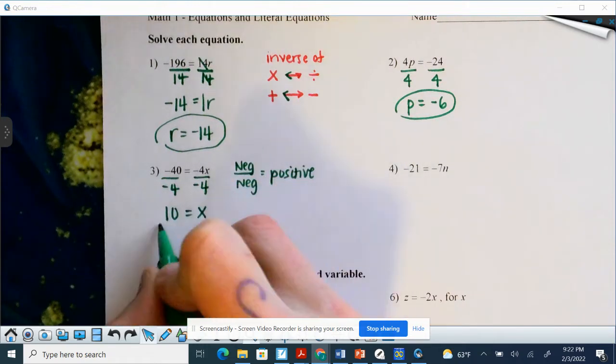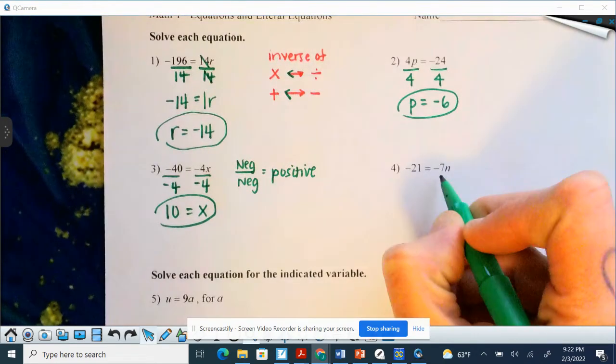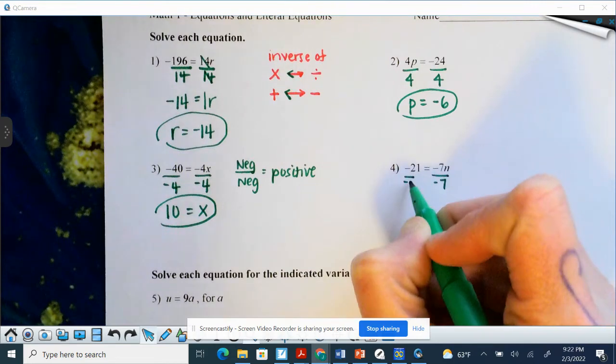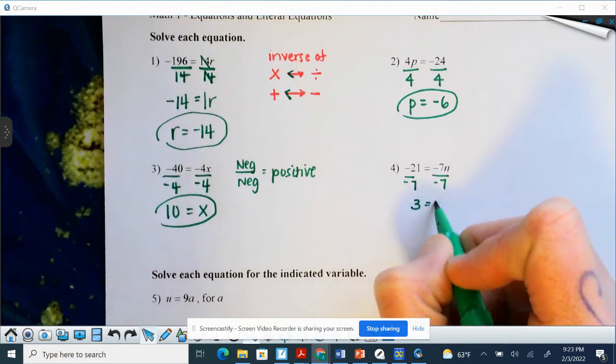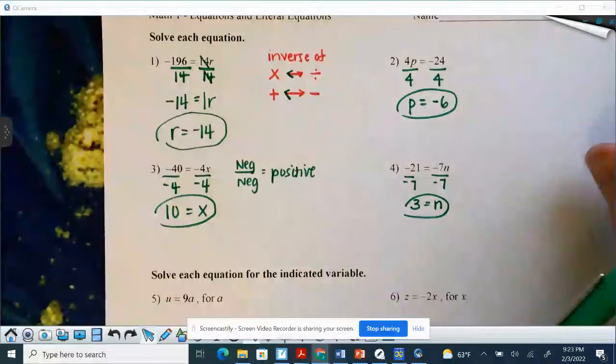Now, these would be great calculator-inactive equations at this point. And last but not least, negative 7 times n means the inverse is division again. So it's going to be 3 equals n. And we're done. So super, super easy, right? Okay. That's only one variable.